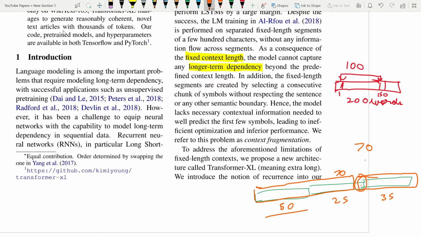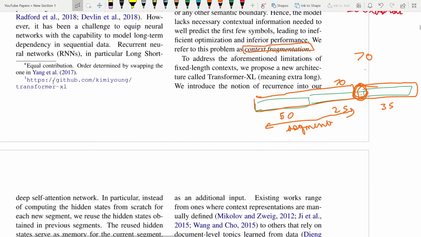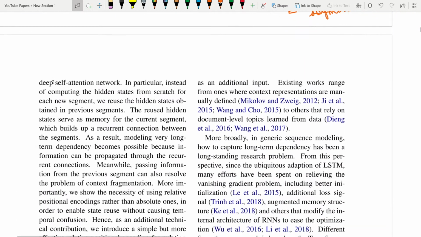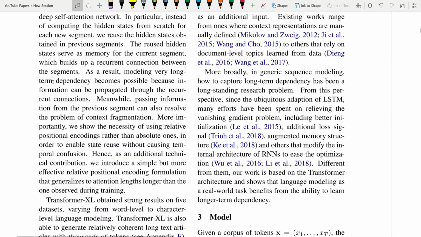If I'm calling one sequence length one segment, then this part is getting shifted to the next segment. So this part, which should have been a part of this sentence in order to understand the complete context, is lost. This loss of context is called context fragmentation. So the contexts are being divided into fragments, which is undesirable, right? So these two are the problems. In order to remove these limitations, Transformer-XL was introduced.